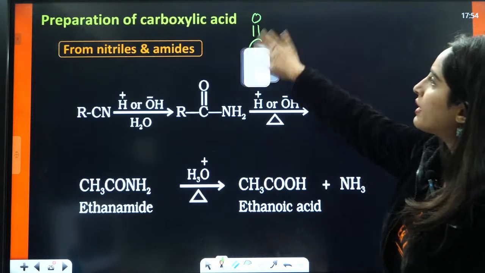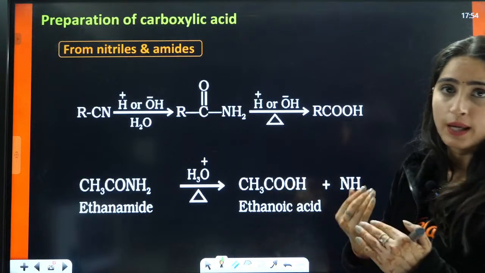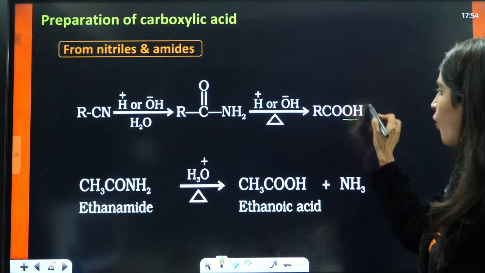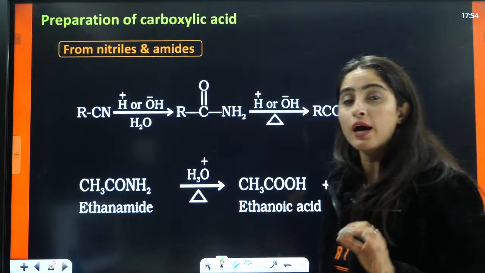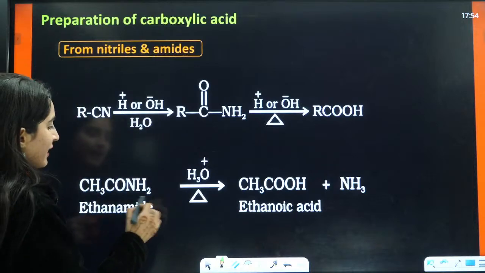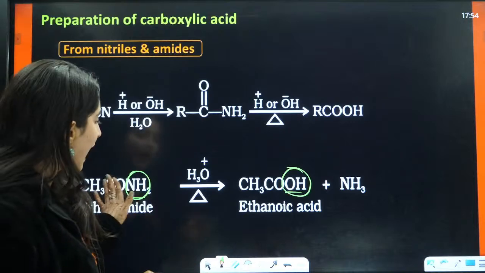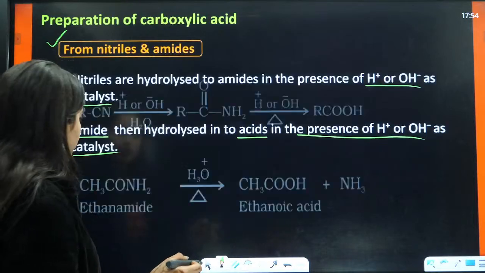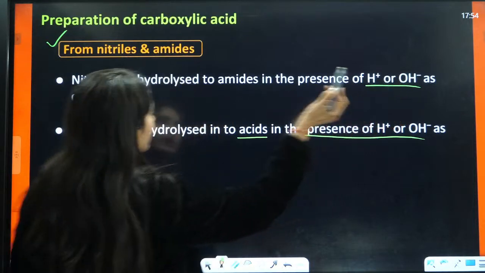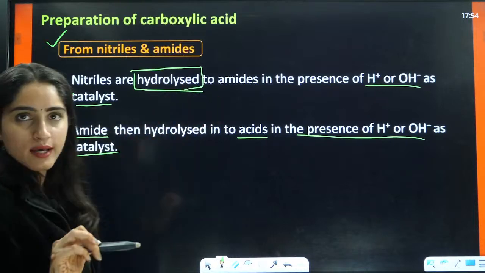Okay. Now, next thing is, once it is converted to amide, then you again do the same process. Then this NH2 will be replaced by OH here and you will convert it into carboxylic acid, right? Okay, guys. Now, here you have a simple amide, then this NH2 will be converted to OH and hence you will have your acid here. So basically, how to convert nitriles and amides? You just need to use H positive or OH negative as the catalyst. You need to do the hydrolysis here, right?